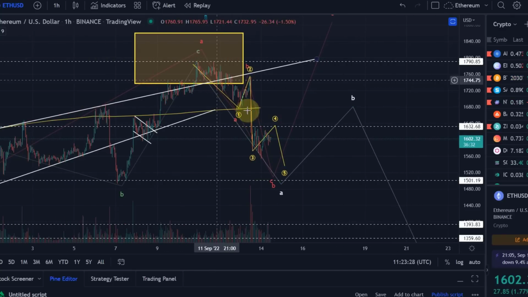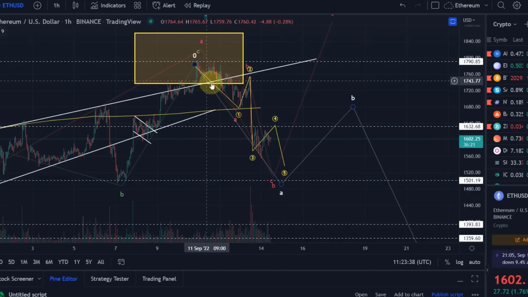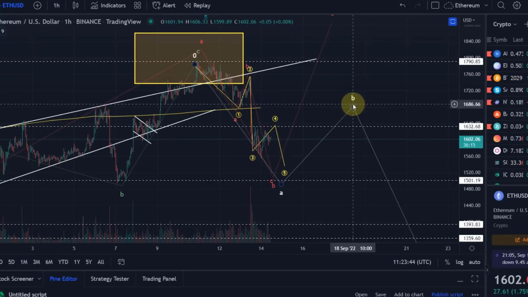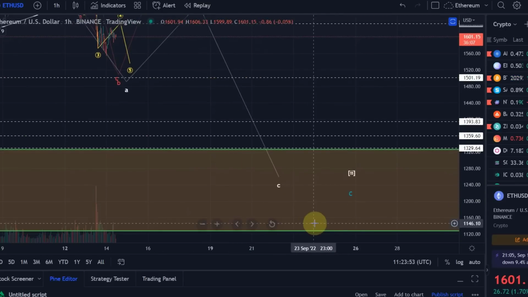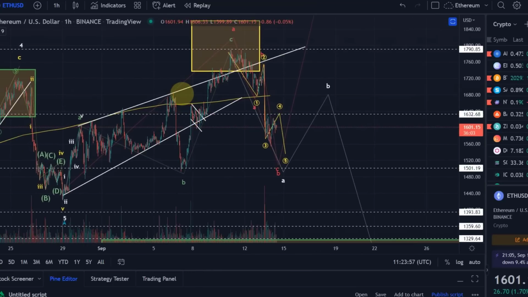So in the move down then, if we make another leg down and come into the region of 1524 to 1500, then I would expect that the 5-wave move is complete. That could be a wave A. We would then move up in a wave B. It could go into the region of around 1700 again, but a wave B is always unpredictable. And then we would come down in a wave C into this area between 1130 and 1330. That is how I see this scenario.